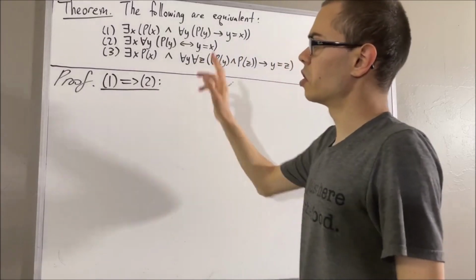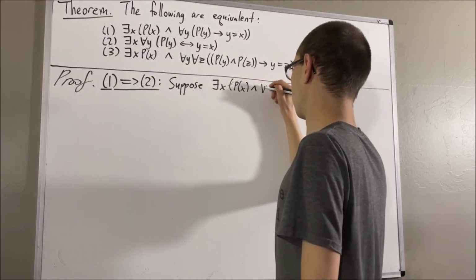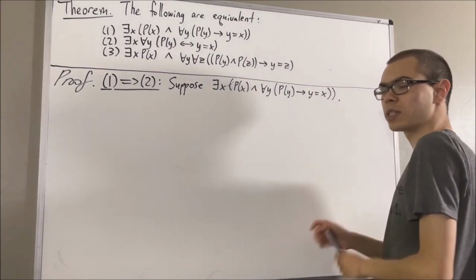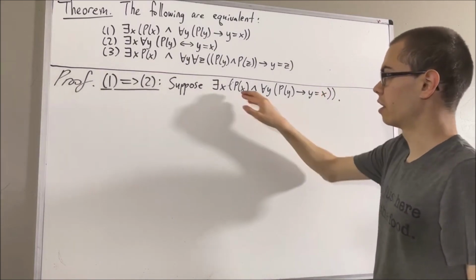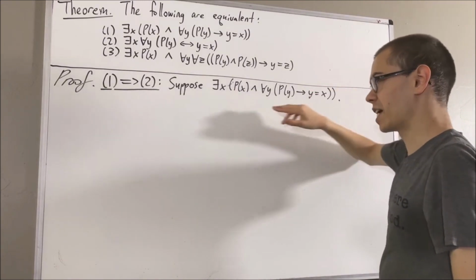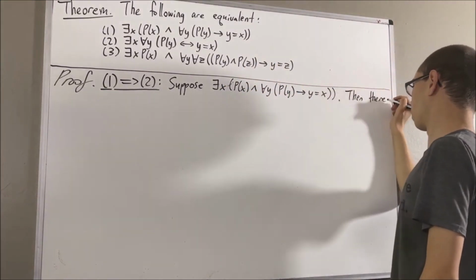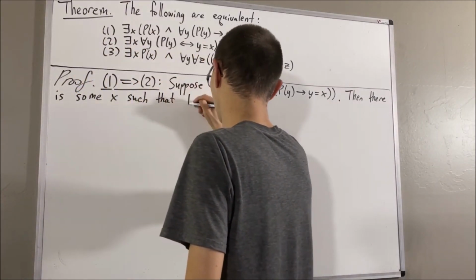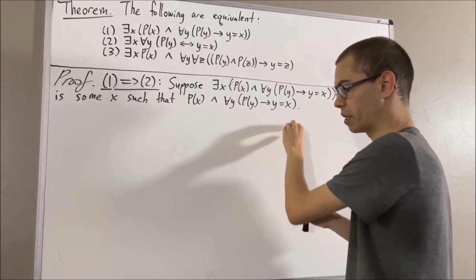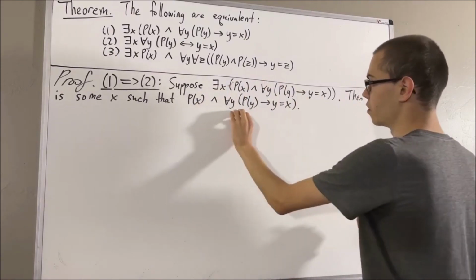And to do so, suppose 1 is true. What does this mean? It means that there is at least one object out there where this statement is true. So we can instantiate some object, call it X, where this is true. And we can take this conjunction and break this up into two parts. We have that P of X is true, and we also have that this is true.